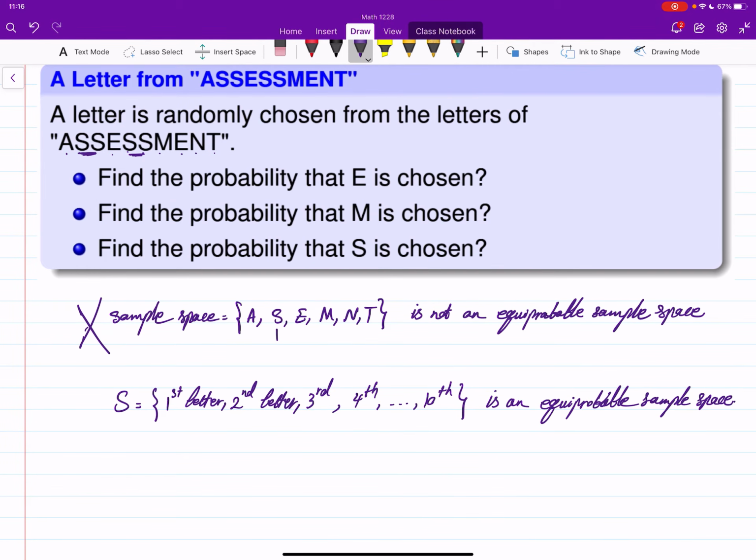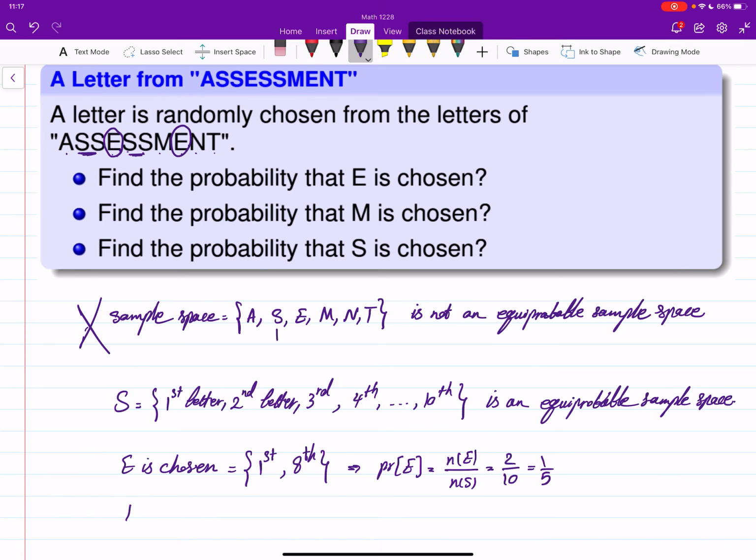Now, the event that E is chosen, we can write it as an event in S1. E is chosen means that either the fourth or the eighth letter is chosen. So I can write the fourth letter or the eighth letter. And that means that I can find the probability of E just by counting how many elements E has and dividing it by the number of elements of S. That will give me 2/10, which is 1/5.